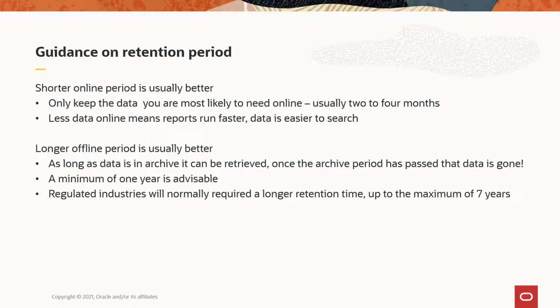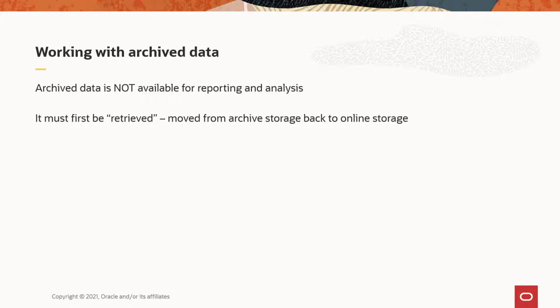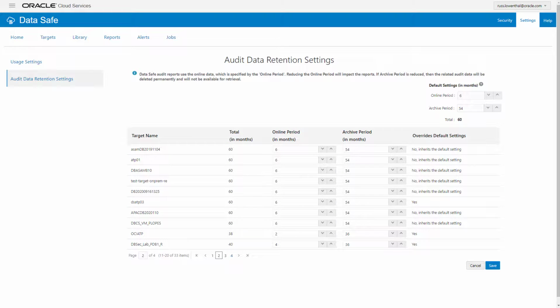We expect most people will keep longer offline periods because remember, once that archive period has passed, that data is gone. It's not retrievable. We do recommend a minimum of 1 year unless your organizational standards are different. Archive data is not available for reporting and analysis. You have to retrieve it before you can do any reporting and analysis on it. So let's take a look at that process quickly.